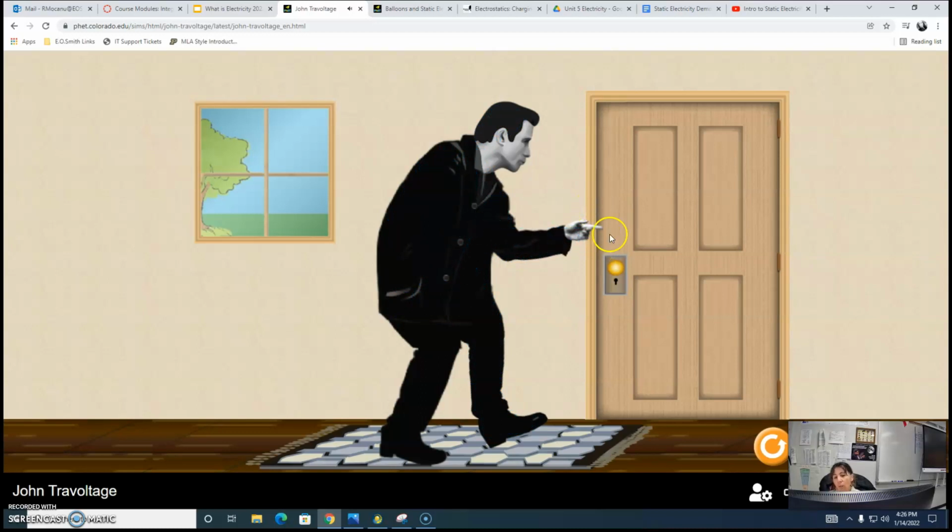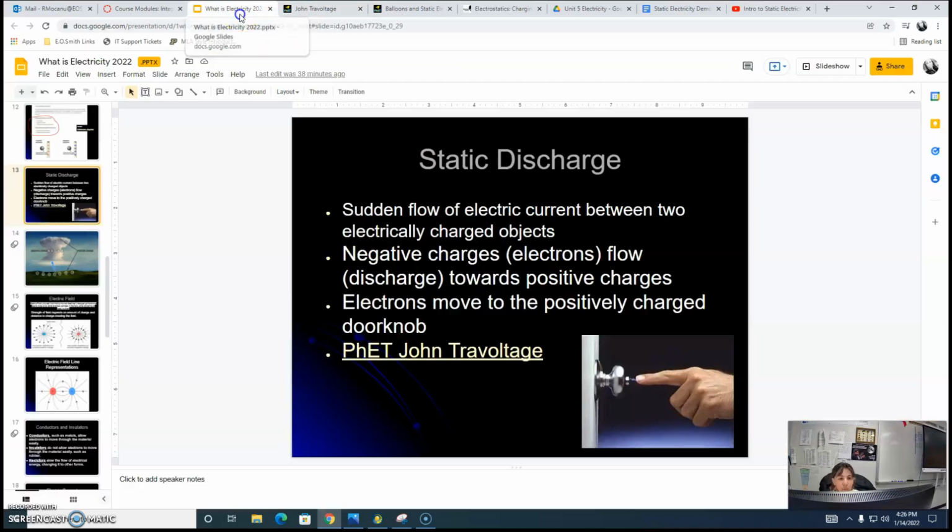And you can see that you get to this point where the distance is close enough that those negative charges, those electrons in his body, will actually discharge into the doorknob. And that is what is called an electric or a static discharge. And you can also see that at the end, after the static discharge has occurred, he is neutral again. So he no longer has that excess of electrons because they have been discharged into the door.